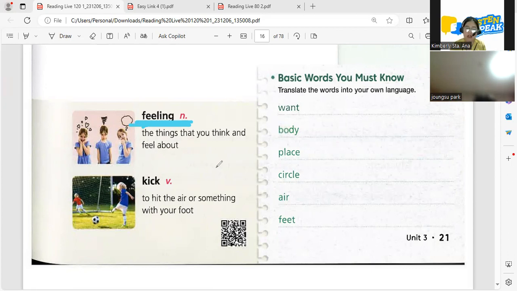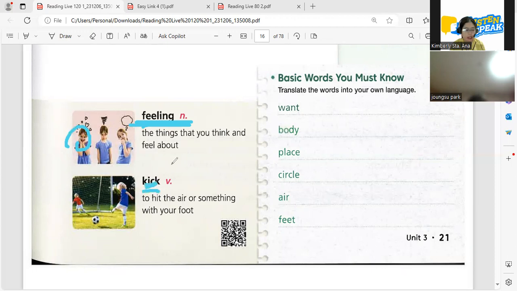Feeling. So feeling, we have different feelings. Happy, sad, angry, scared. So we feel a lot of things. Okay, how about now, Jimin? How are you today? I am happy. Okay, happy is an example of feeling, okay?